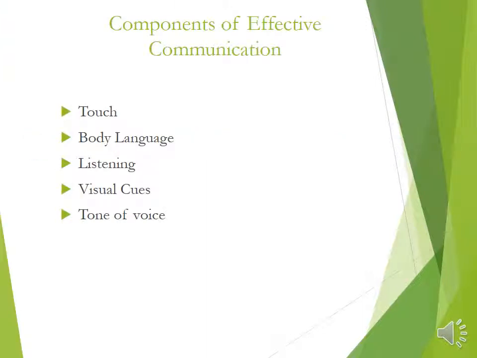Components of effective communication. The first one we will talk about is touch. First and foremost, communication is our most important linkage between parents and providers, based on honest, caring, respect, and a direct approach. It addresses both cognitive and emotional needs of children and their families. So when we talk about touch, it's a human element that is effective from birth to adulthood.